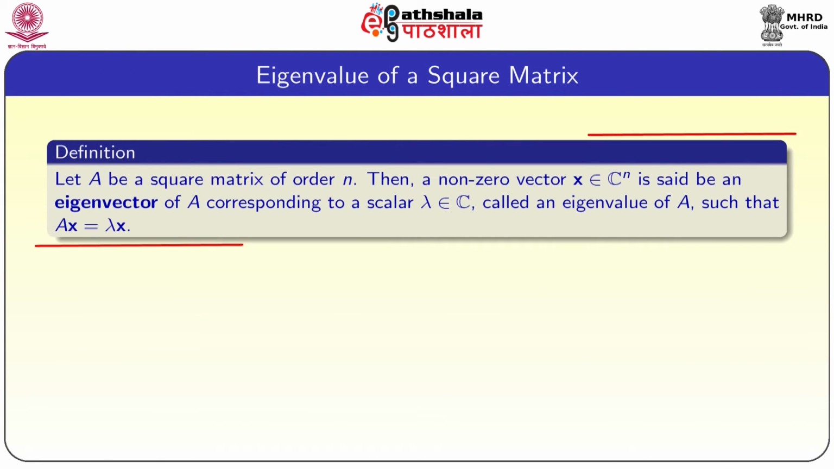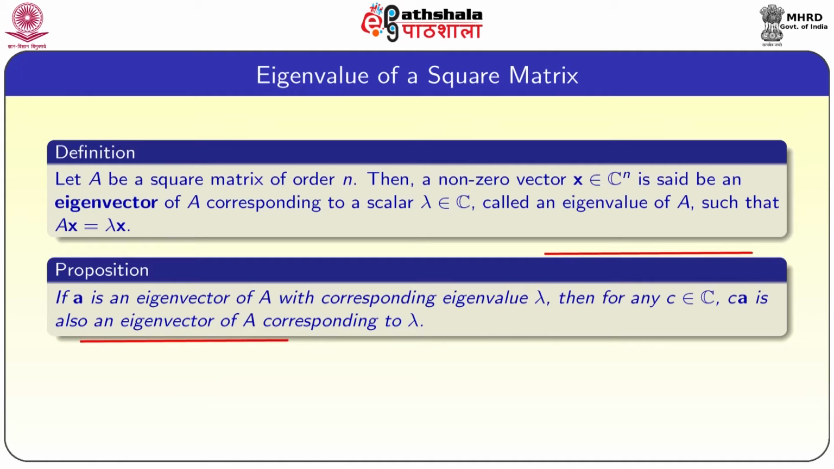So, first we define what is an eigenvalue of a square matrix. Let A be a square matrix of order n, then a non-zero vector x belongs to C power n, that means an n by 1 vector with every entry a complex number, is said to be an eigenvector of A corresponding to eigenvalue, that is, corresponding to a scalar lambda belongs to C called an eigenvalue of A, such that Ax equal to lambda x.